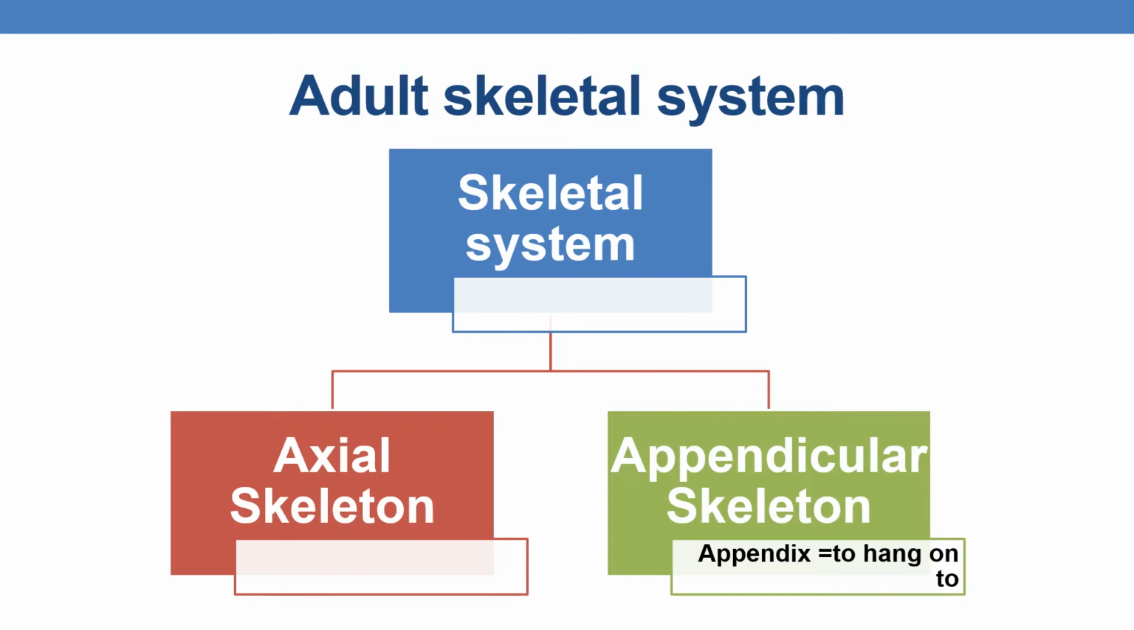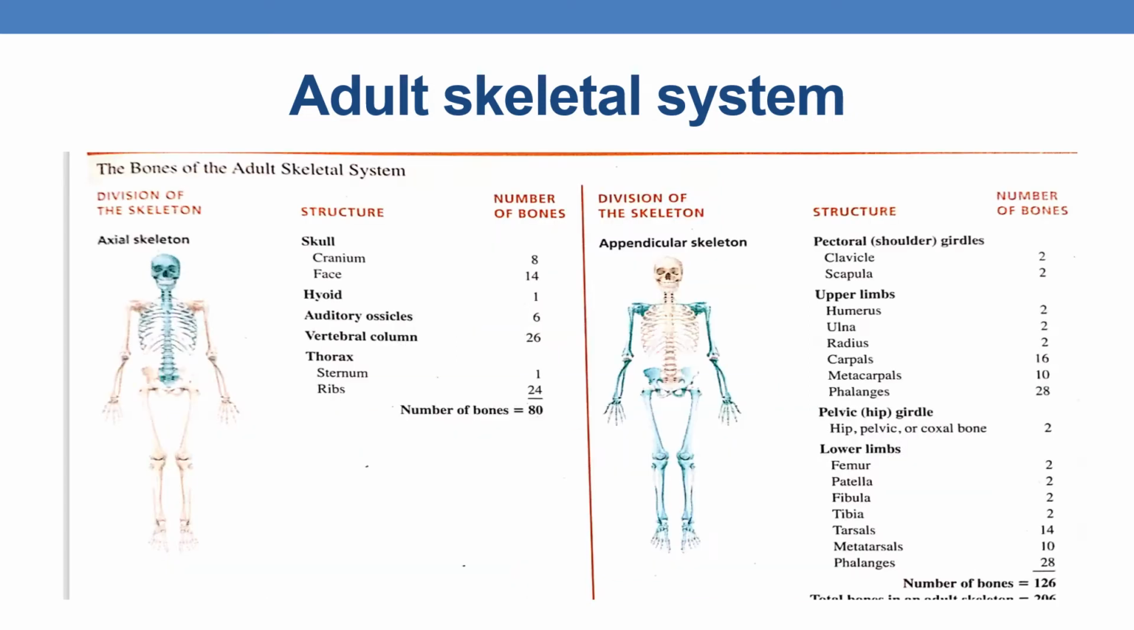We all know that the skeletal system is principally categorized into two parts, the axial skeleton and the appendicular skeleton. The root word for appendix is to hang on to. Now let us discuss the various bones of the axial skeleton and appendicular skeleton.